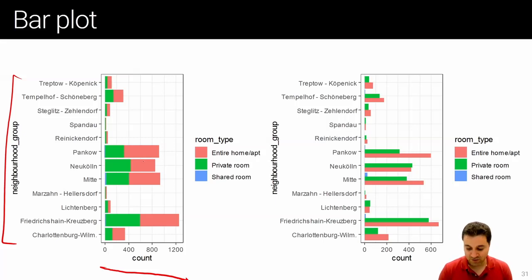Some other times we might be interested, instead of stacking the colors one on top of the other, in putting them side by side. So we see here in Pankow, what we saw earlier: there's about twice as many entire homes as private rooms. Over here, where we were not sure whether this was 50-50 or 45-55, we can just come over here and see that green is the lower one, red is the higher one. So these are just different visualizations of the same data that might uncover different insights. It's about choosing the one that is best for what we want to communicate. And the question is, when should we use one or the other?